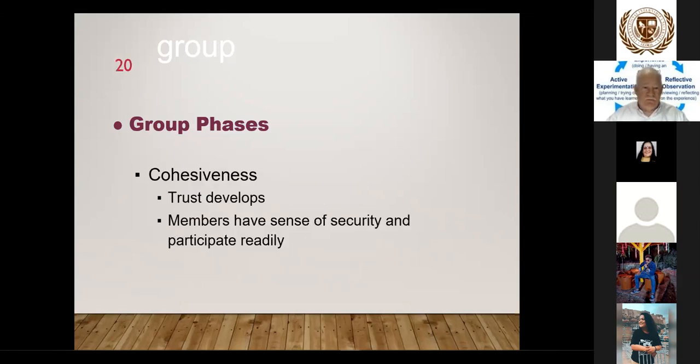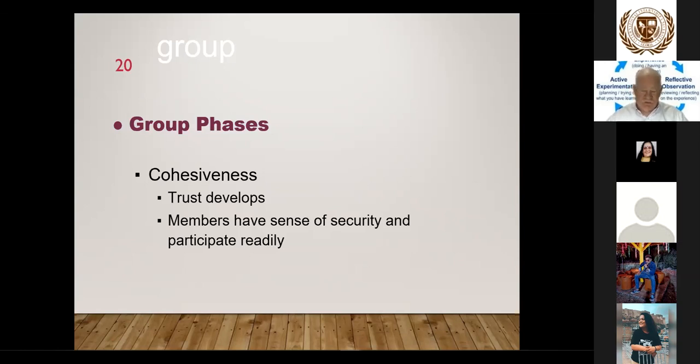And then the last group phase is cohesiveness. I'm a little bit funny about learning what the words are and their roots and things. And cohesion is about glue, gluing together. And so at this point in a group dynamic, people begin to develop trust with each other and hopefully with you as an instructor. And then they begin to feel a sense of security, and as a result, will participate readily. When we begin to feel secure in our relationships and in our circumstances, we become less inhibited, so we're open to asking questions readily and investing ourselves into it.